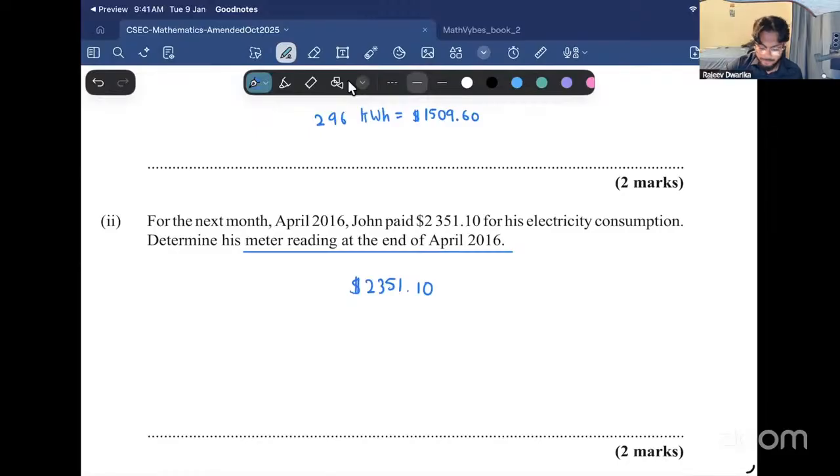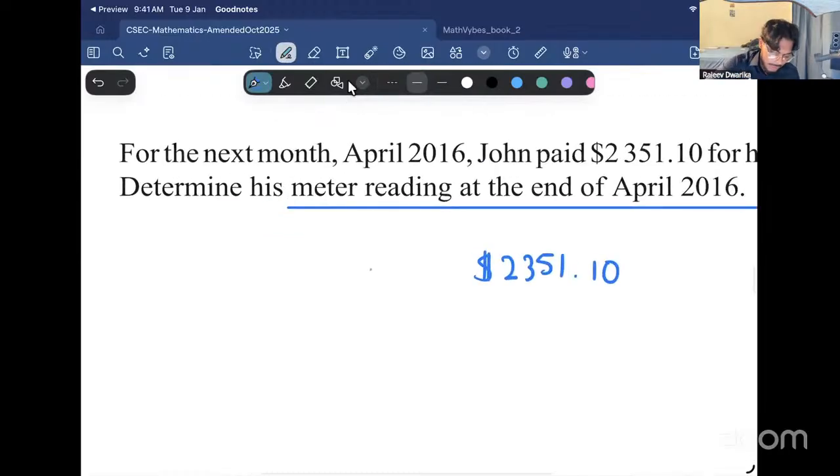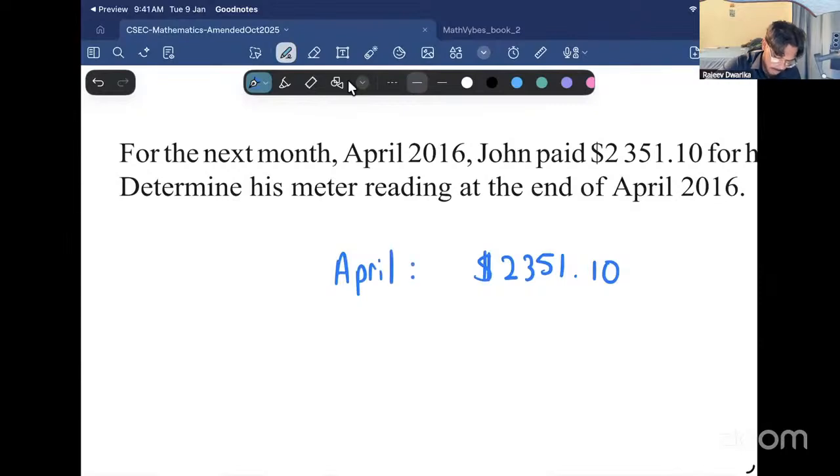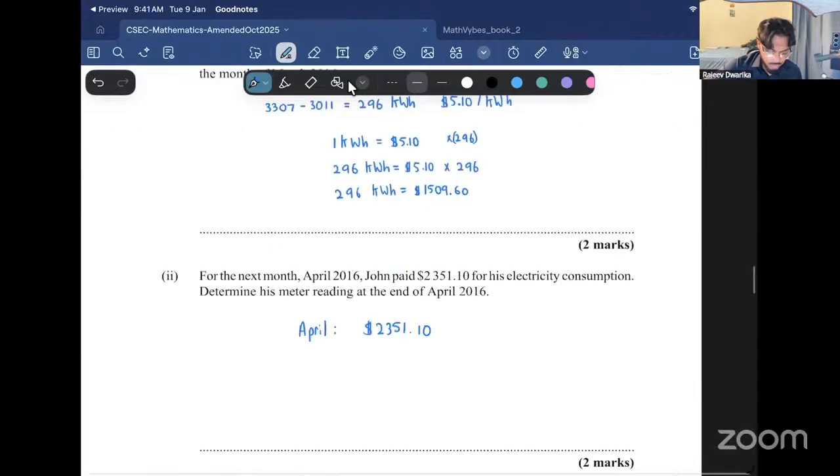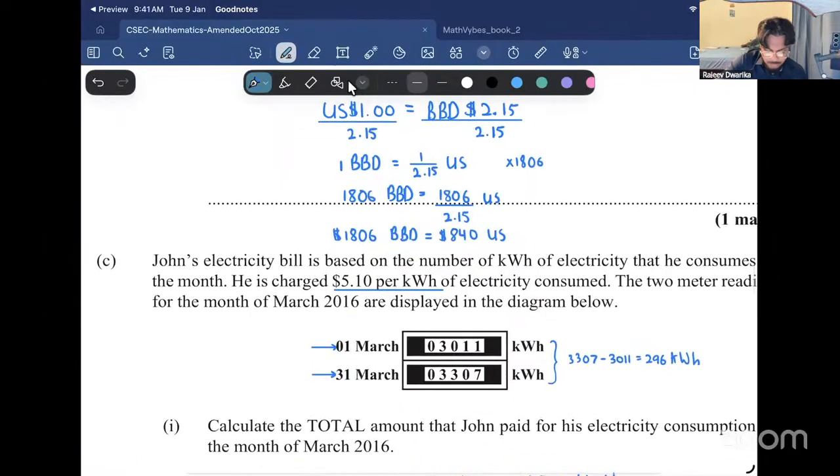Alright, let me think. So this is for the month of April. Let me know if you're with me for that part. This is April. Yes, sir. Do we know the rate at which he has to pay for electricity? What's the rate? What's the charge? That was the $5.10.